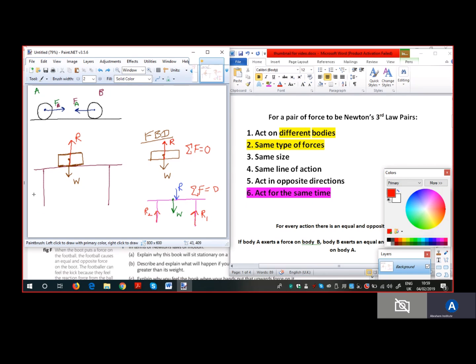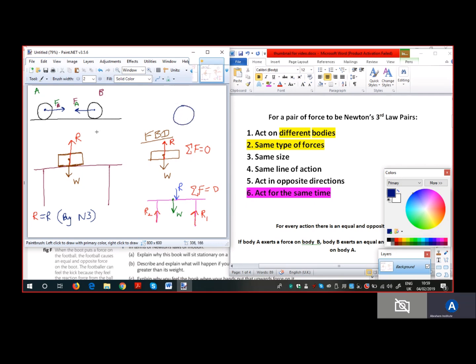Okay, so this R here is equal to this R here by N3, Newton's third law. Do you get it? So the reaction force exerted by the table on the book is equal to the reaction force exerted by the book on the table by Newton's third law. That is Newton's third law. Now you may be wondering, what about the weight? Okay, so I will try to draw it here. Okay, so let's say this is the earth.